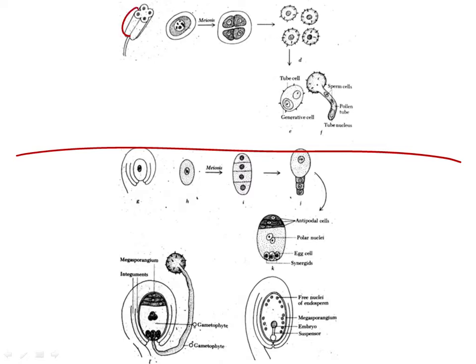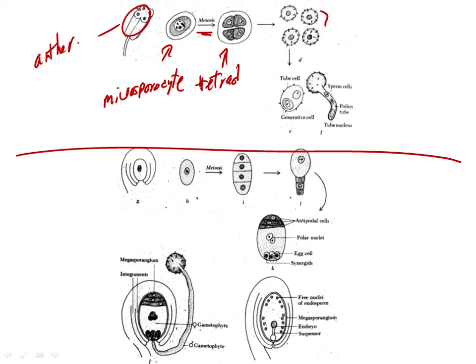Here's the anther. Here's a microspore. Here is a tetrad. Remember what a tetrad is? There are tetrads of microspores. Actually, this is not a microspore. This is a microsporocyte, and that undergoes meiosis to produce a tetrad. Here's the microspores.